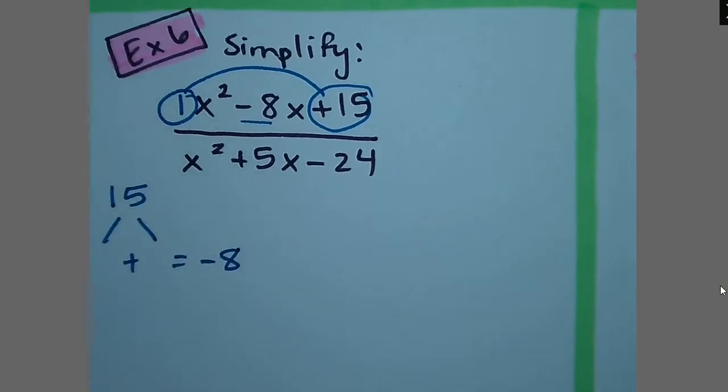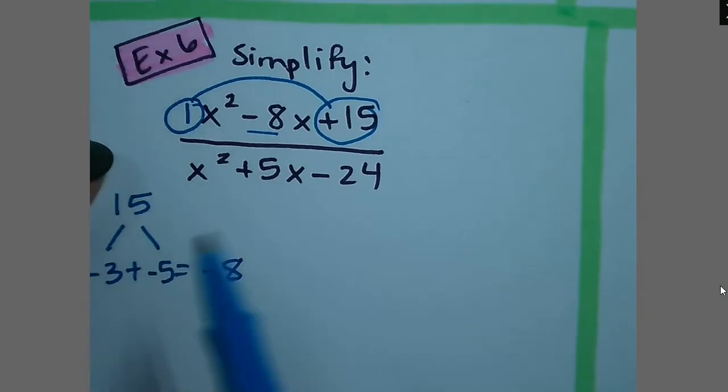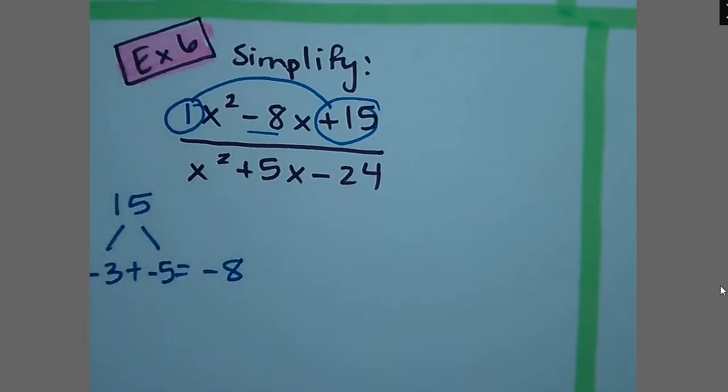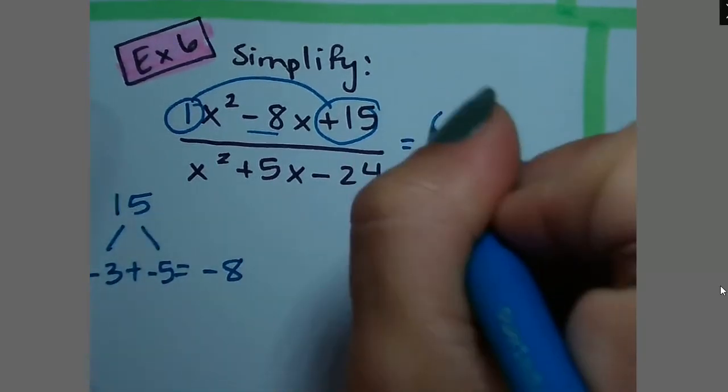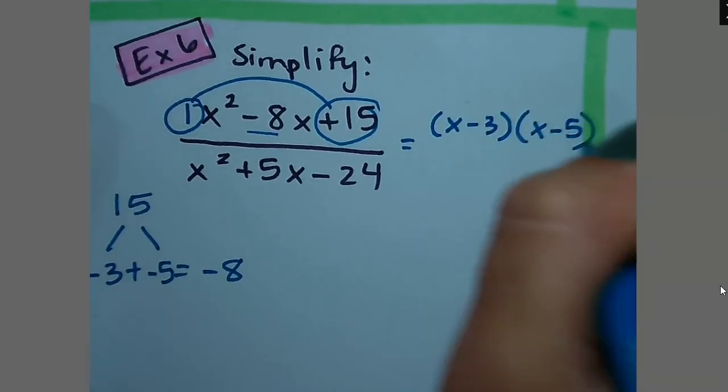All right, factors of 15 are 1 and 15 and 3 and 5. So here we're going to be using 3 and 5 to get to 8. And it's a -8, so we're going to use -3 and -5. Okay, -3 times -5 is 15, and -3 plus -5 is -8. So this top is just going to factor as x minus 3 times x minus 5.